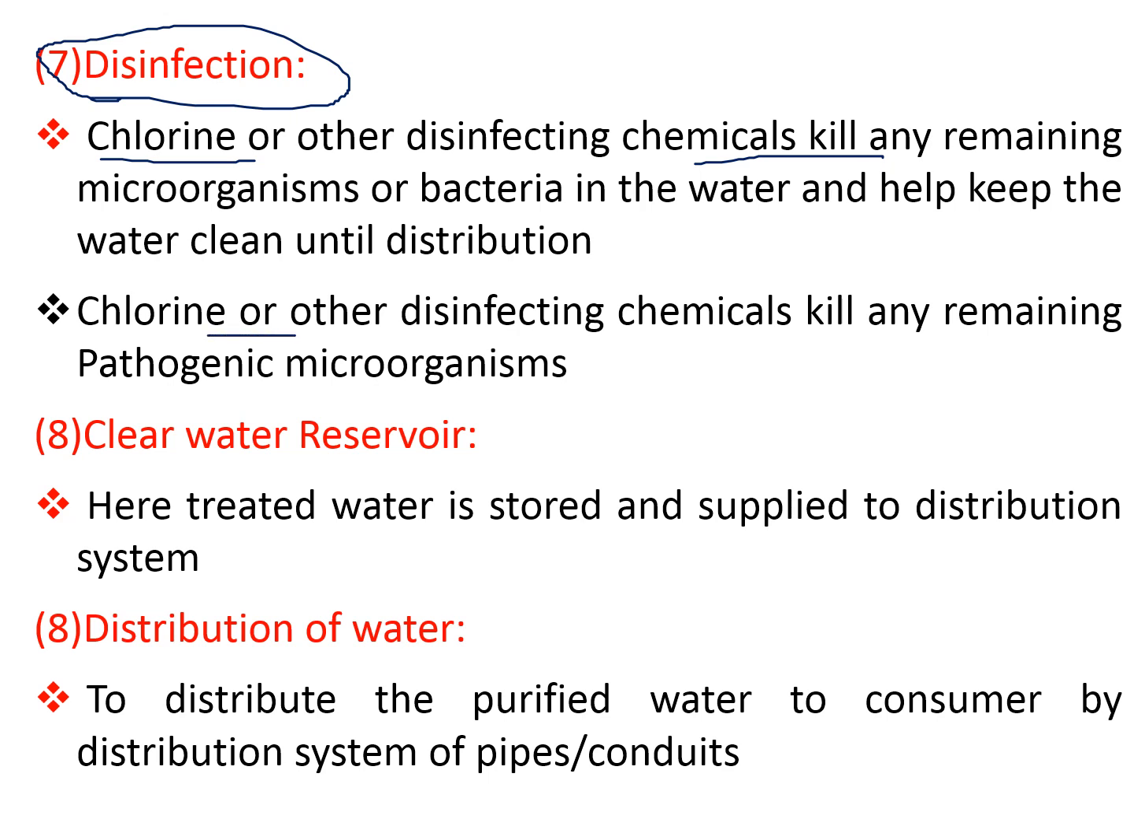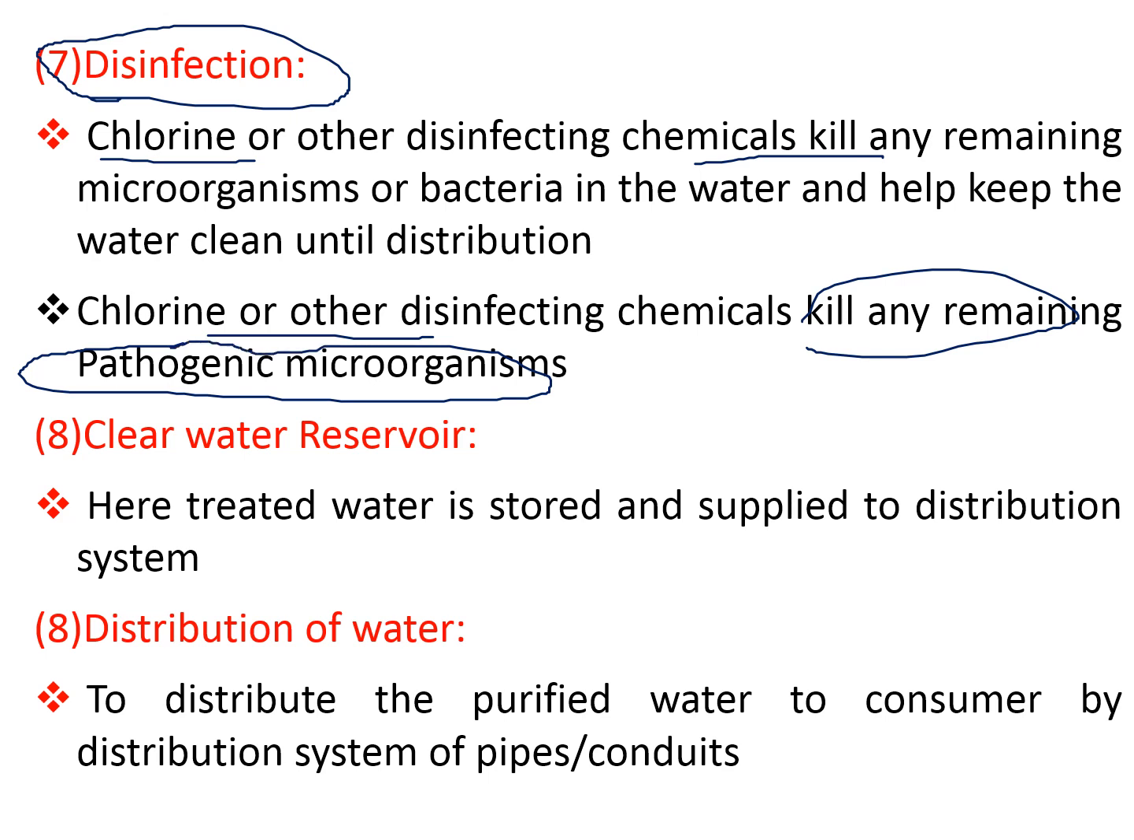This chlorine and other disinfecting chemicals will kill any remaining pathogenic microorganisms in our water. In filtration also, there are two types of filtration that you will learn in detail in the theoretical part: rapid sand filter and slow sand filter. Because a certain amount of microorganisms are removed there also, whatever remains has to be removed in the disinfection process.